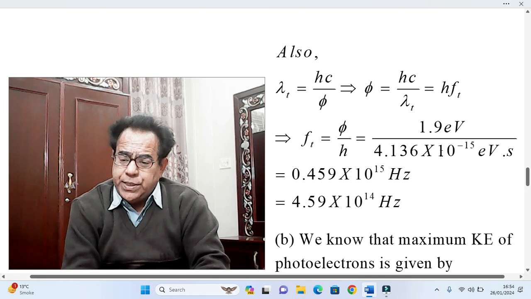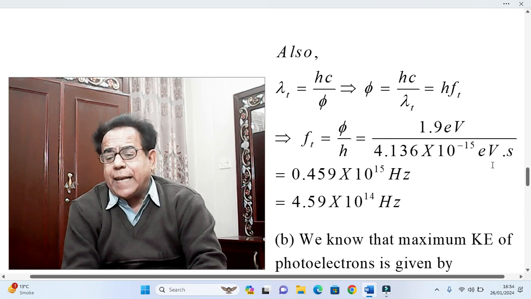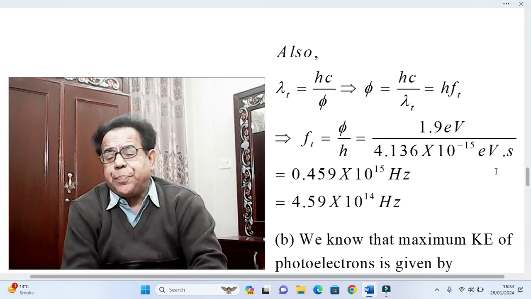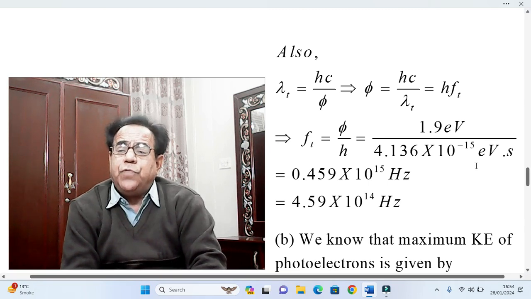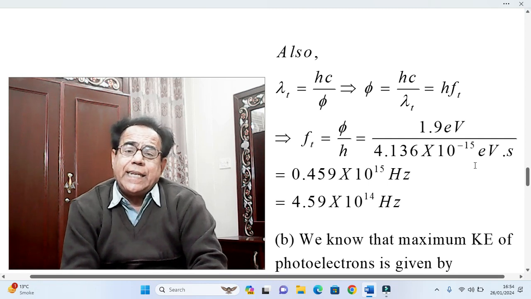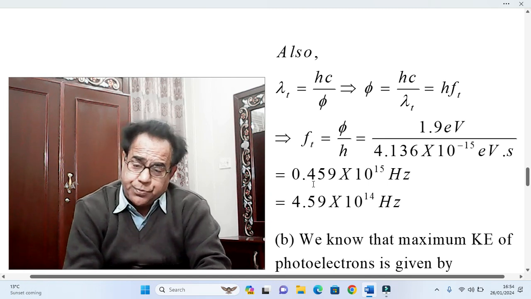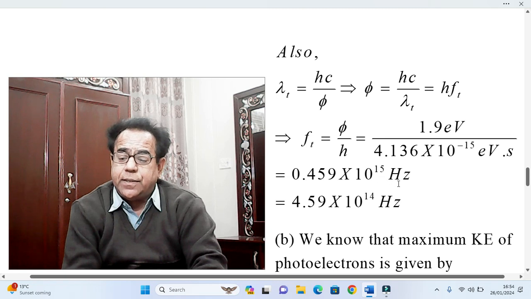When we put both these values in this expression, electron volt will be cancelled with electron volt, and our answer will be only in 1 over second, that is second inverse. We know that second inverse and hertz are equal. Hertz, the unit of frequency, is equal to 1 over second, that is second raised to the power minus 1. So the threshold frequency finally becomes equal to 0.459 into 10 raised to the power 15 hertz.